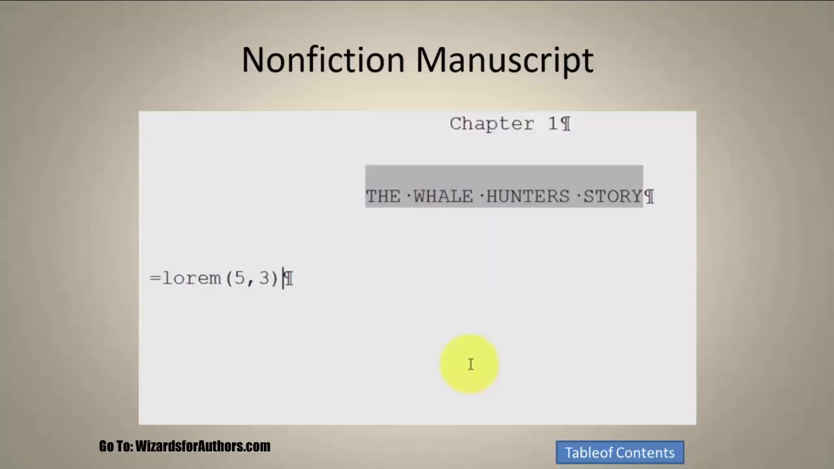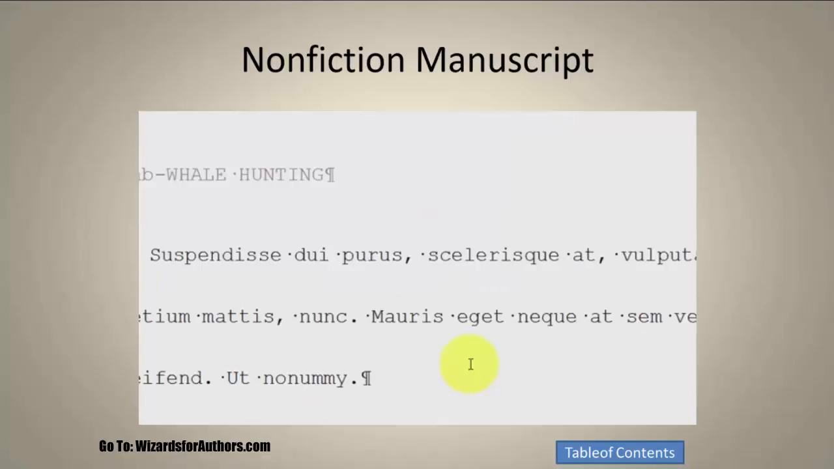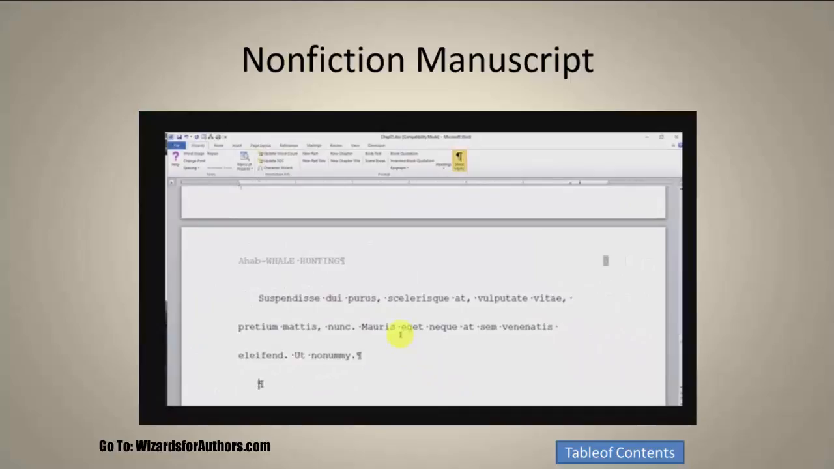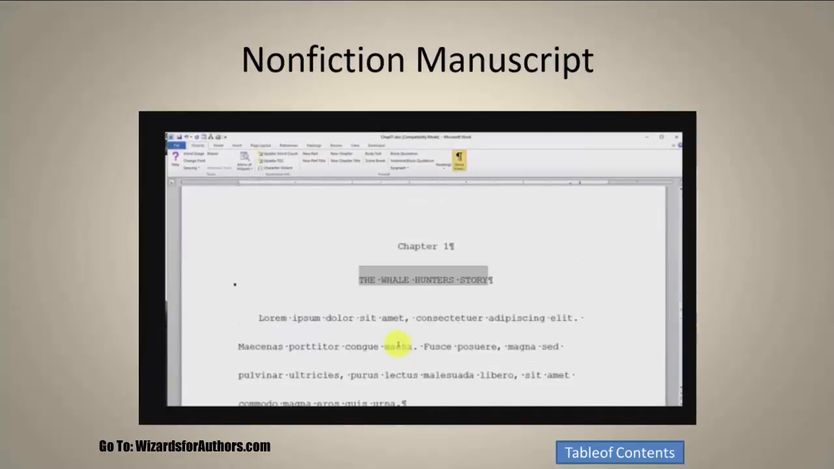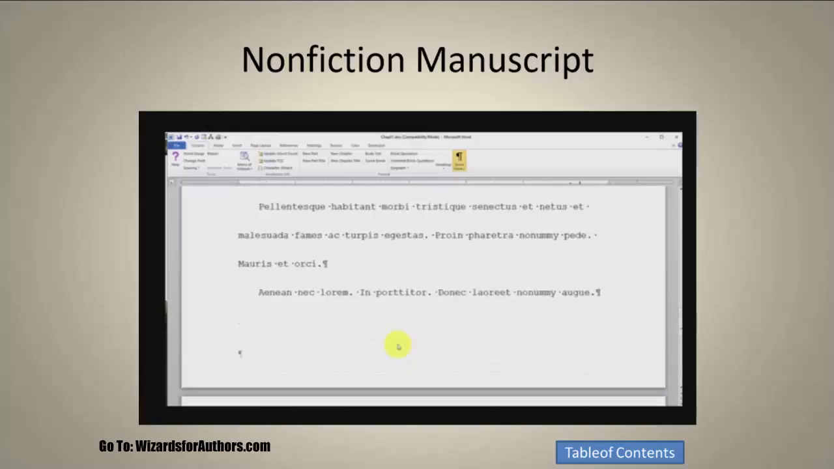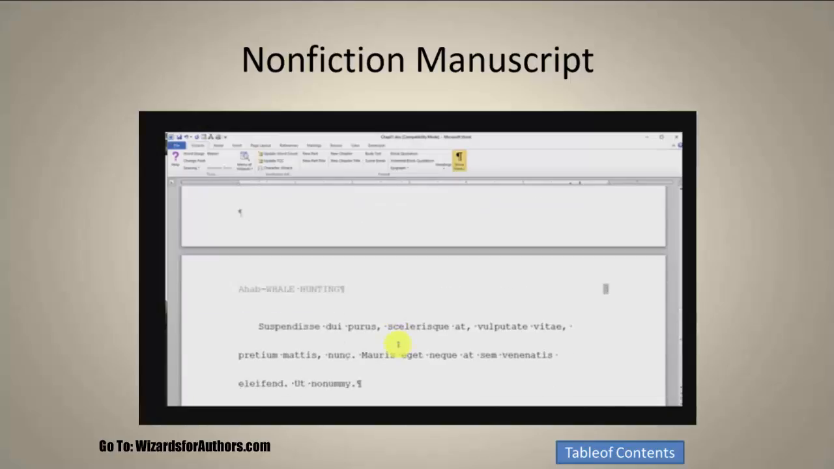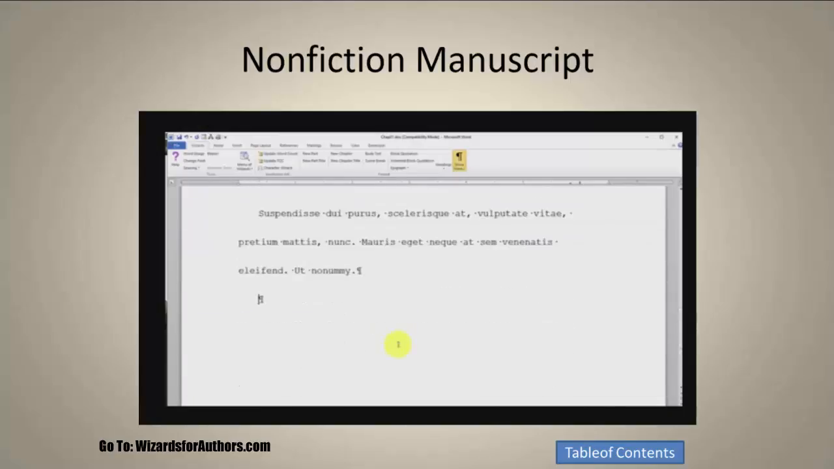Now what I've typed is =lorem(5,3). This is typed at the beginning of a line, and when you hit the Enter key, it will create text for you, like so. Now, as you can see, it's all Latin gibberish. So you can see what's happened here, we've just filled in with a bunch of Latin gibberish.